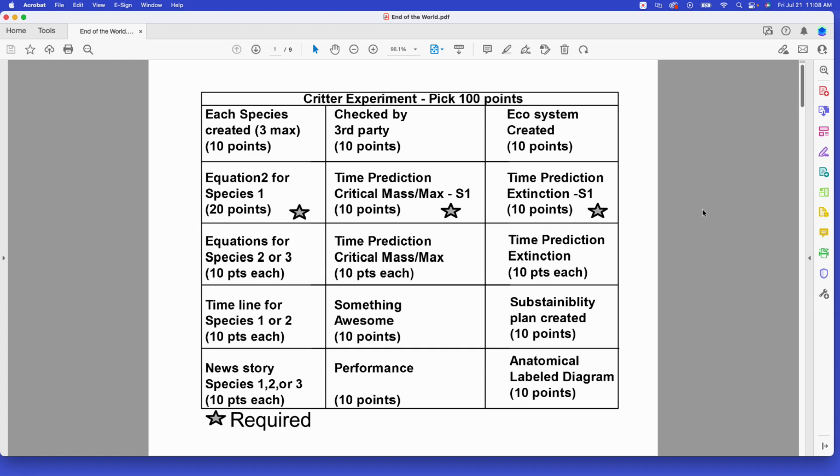So the idea is that those 40 points are required, and the students can pick and choose the other points that they need to get to 100. They had to pick 100 points out of this, and if you add this up, you'll find that there's a lot more than 100 points possible. So if they did 3 species and they did both equations for all 3 species, automatically right there, you're talking about 30 points for this species, 20 points for the first set of equations, and then another 20 points for the second and third set of equations. And you're already at 30 plus 40 points, which is 70 points.